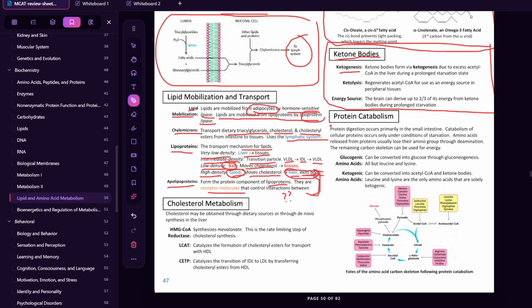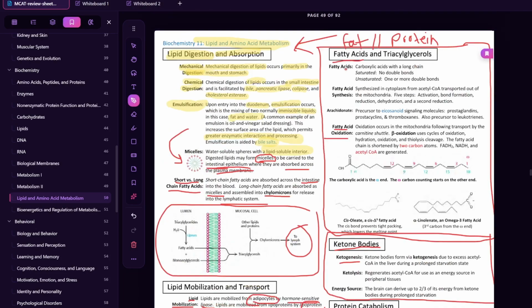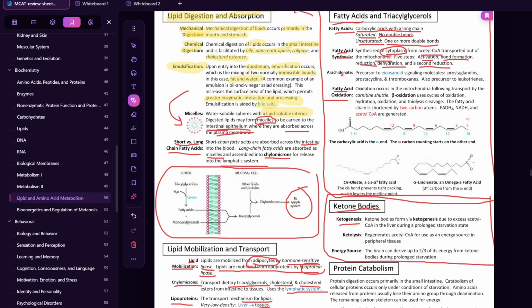Okay, so now we can go into fatty acids, because those are lipids. Fatty acids are carboxylic acids with long chains that are saturated or unsaturated. Saturated means you have no double bonds. Unsaturated means you have one or more double bonds. Fatty acid synthesis occurs in your cytoplasm from acetyl-CoA transported out of the mitochondria, and involves five steps: activation, bond formation, reduction, dehydration, and a second reduction. Arachidonate is a precursor to eicosanoid signaling molecules, prostaglandins. So there are a lot of signaling molecules here, and it is also a precursor to leukotrienes.